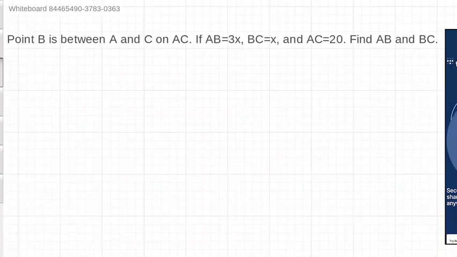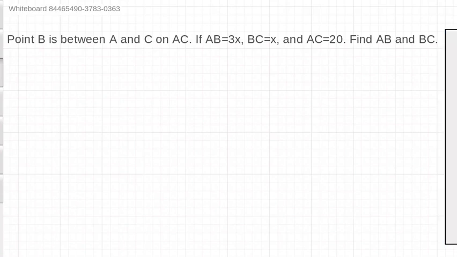Alright, now let's do some word problems. So point B is between A and C on AC. If AB equals 3x, BC equals x, and AC equals 20, find AB and BC. So we know that B is on AC, meaning that AC is the whole line segment and B is on it. So we're going to draw this out to help us visualize.